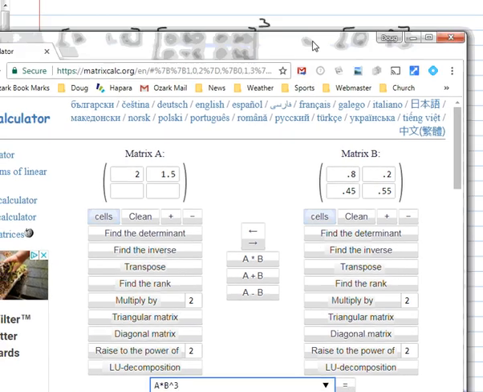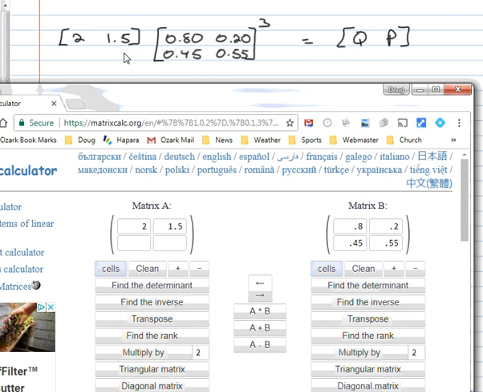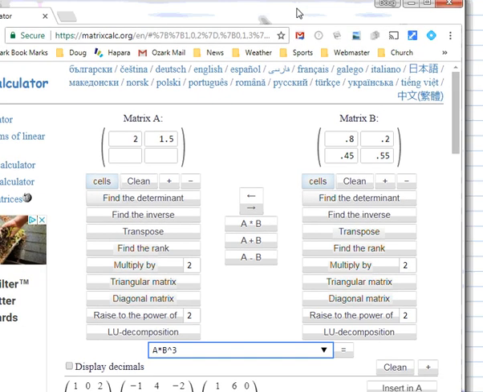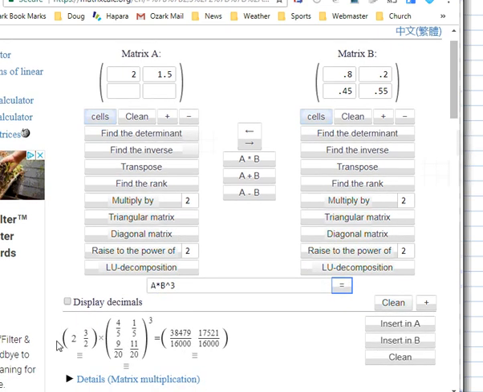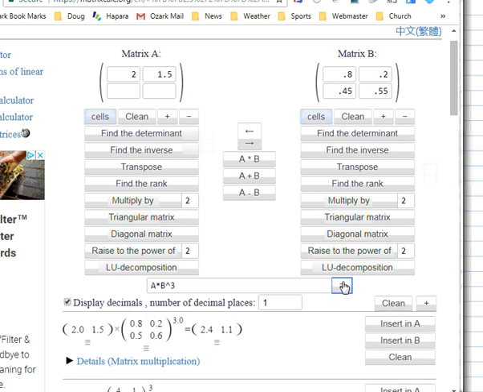So that's what they've asked us to do here. Matrix A times matrix B raised to the third. Now you can do it manually instead of writing the little equation there, but writing the little equation there is nice and easy. Oh, let's display as decimals. That would be a much better thing to do. Let's do it again.